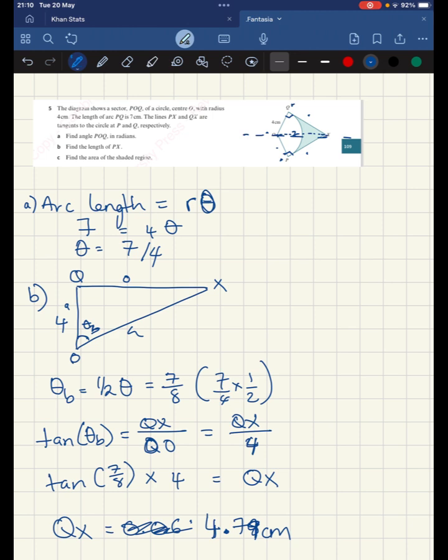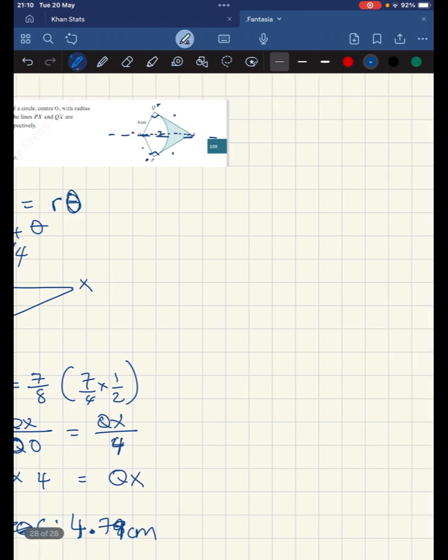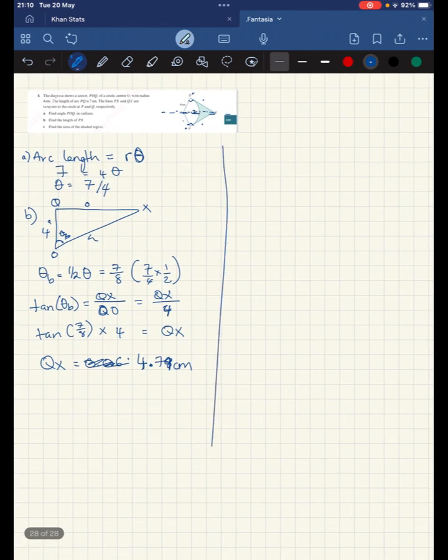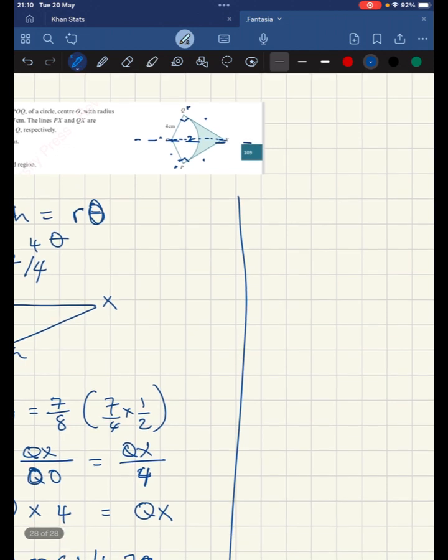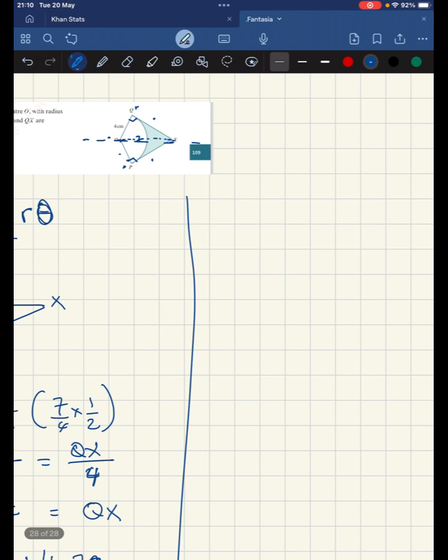Okay, so if we look at the shaded region again, let's see if we can, if we don't have to make it as complicated. Do we have to make it complicated? No, we don't, right?